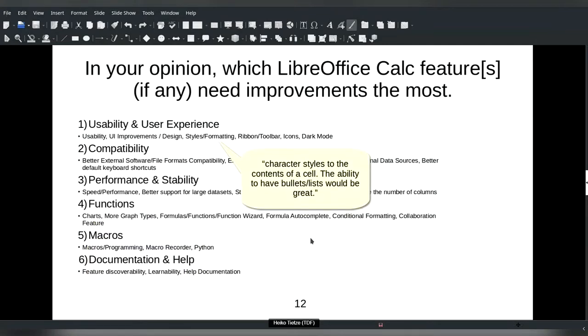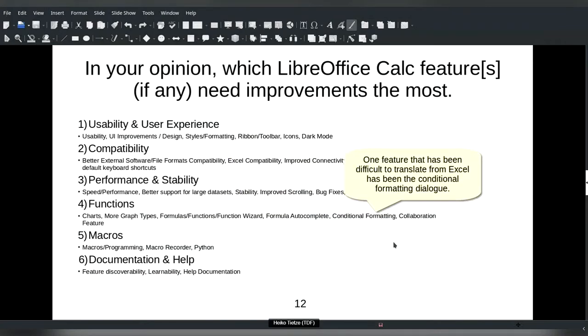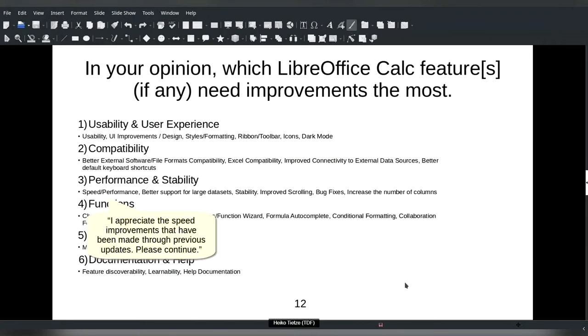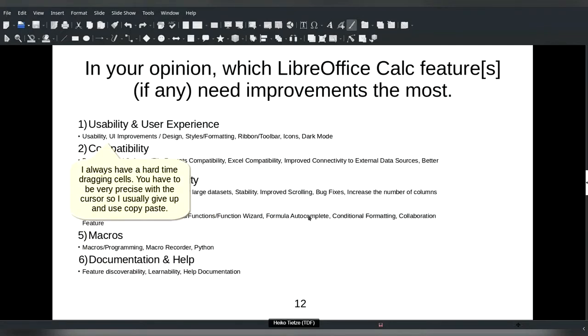The character styles within a cell. People want a lot of formatting within a cell. That's quite, well, not really surprising, but Calc is also used as a kind of layouting tool for tabular data, let's say. Speed is quite often reported here.